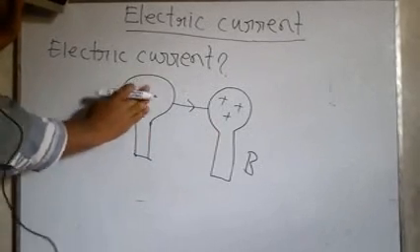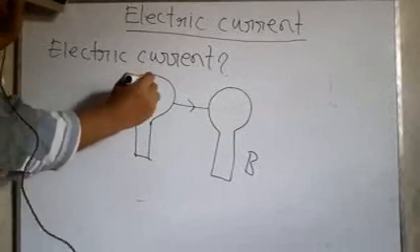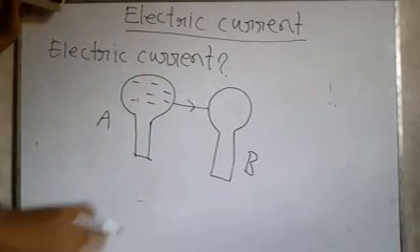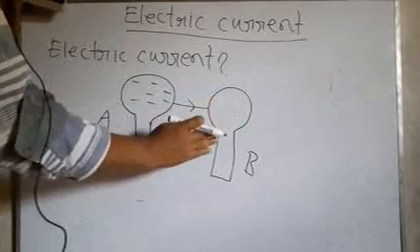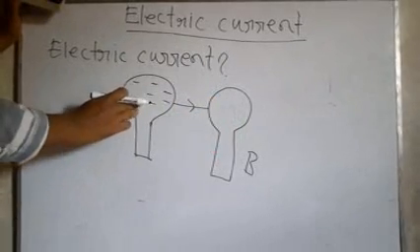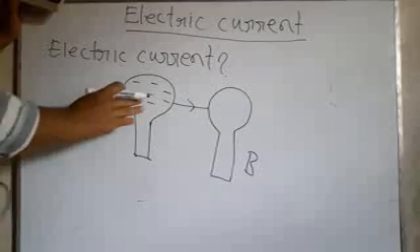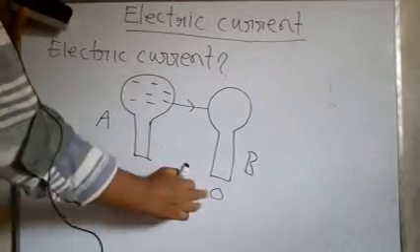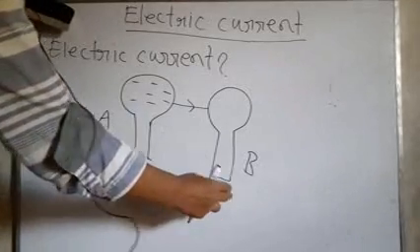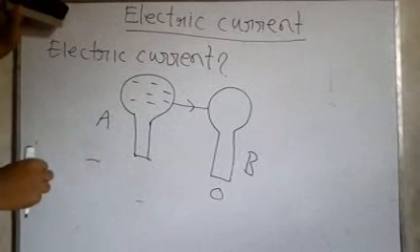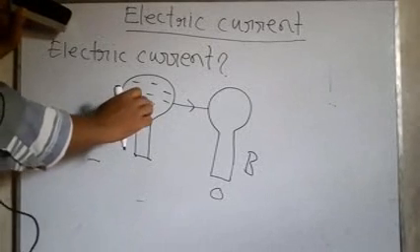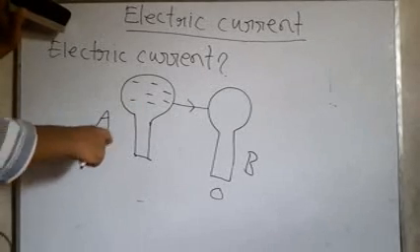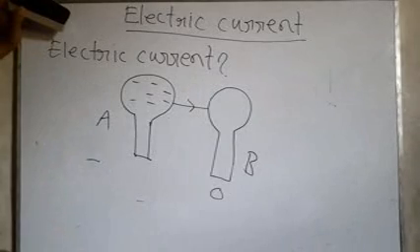Suppose this body A is negatively charged and the body B is neutral. Now, as it is a neutral body, its potential is 0, and it's a negatively charged body, therefore its potential is negative. As its potential is negative and the other potential is 0, therefore one is a lower potential body and the other is a higher potential body. Now the negative charge will flow from body A to body B, that is, negative charge is flowing from lower potential body to higher potential body.